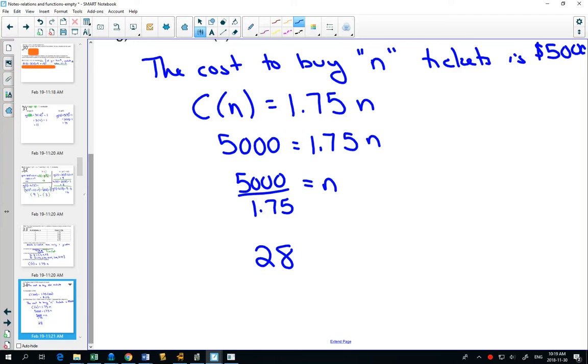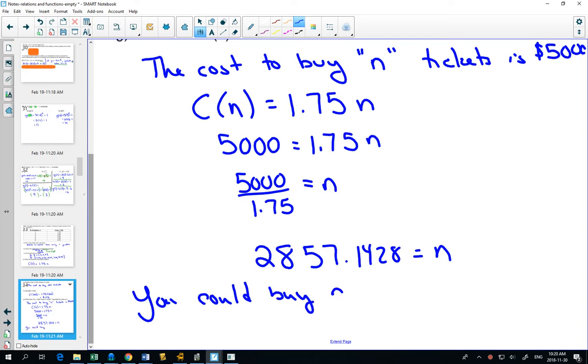Well, let's see what the small decimal is. 1.428. If you spent $5,000, you could buy 2,857 tickets.